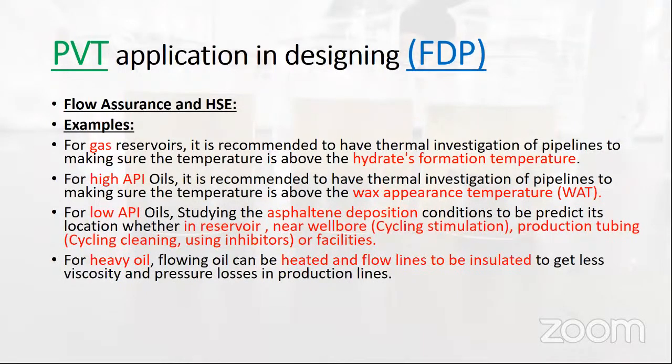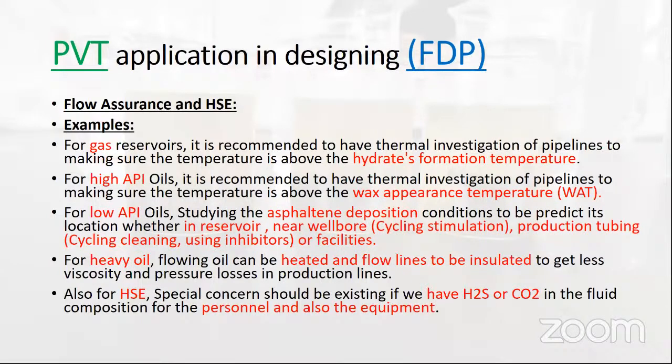For heavy oil, usually we apply heating to the flow lines and insulate the flow lines. Why are we doing that? To keep the viscosity at low values, and these low values will result in less pressure losses in the production lines. For safety considerations, especially for carbonate reservoirs, usually carbonate reservoirs will produce oil and gases with a considerable percentage of H2S and CO2. If we don't take care of the H2S or the CO2, it will be a catastrophe for the personnel and also the equipment.